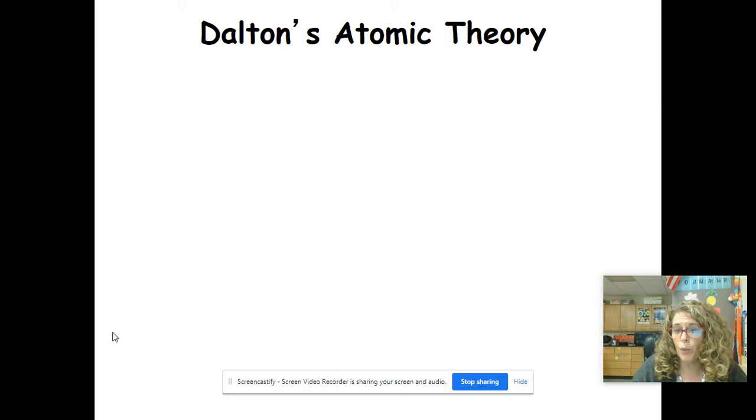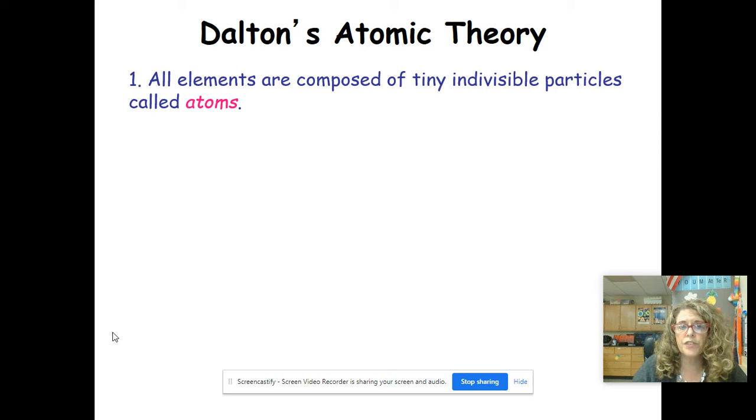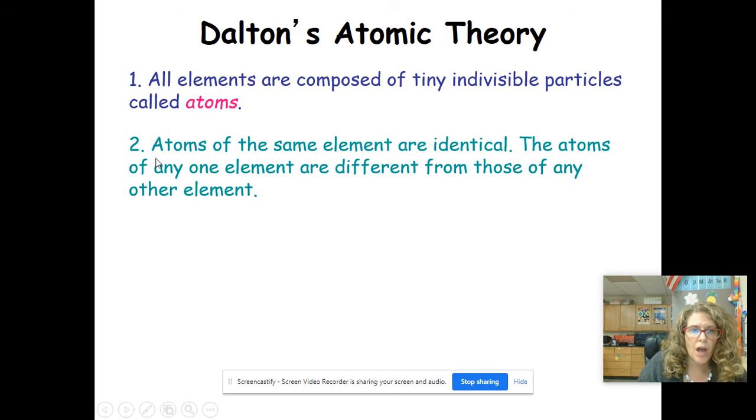So Dalton has some important points to his theory. His first important point, and these are called Dalton's postulates: all elements are composed of tiny indivisible particles called atoms. All right, so atoms, let me get my little pen icon going here. All right, so atoms, right? So we've seen that before. Atoms of the same element are identical. The atoms of any one element are different from those of any other element.